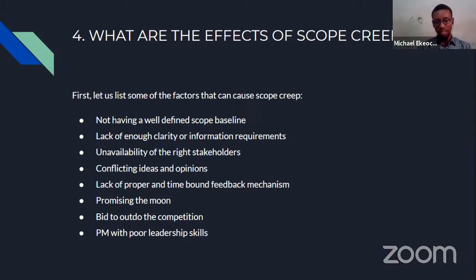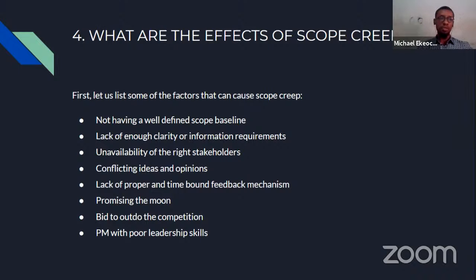You have conflicting ideas and opinions. These are also some of the reasons why scope creep can arise. You have lack of proper and time-bound feedback mechanism, which also boils down to communication. If you're not communicating properly, if information is not reaching you when it is supposed to reach you, it can also affect your project. It can also allow scope creep to set in.